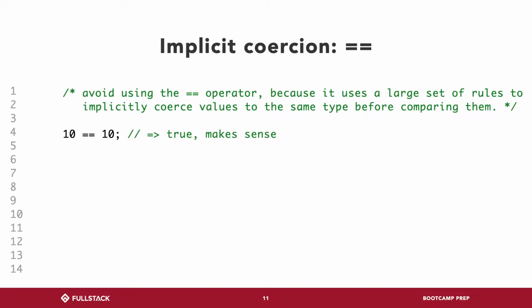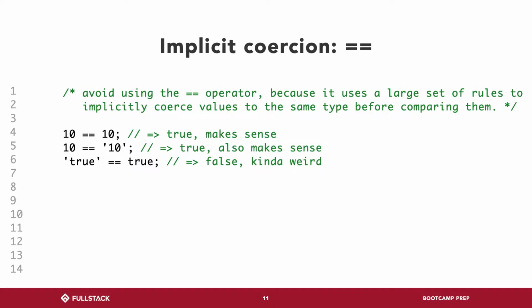So avoid using the double equal operator. Right? Don't use that operator, because it uses a large set of rules to implicitly coerce values to the same type before it compares them. So 10 double equals 10, that is true, and that makes sense. 10 double equals a string 10, that's true. That also kind of does make sense, but not really.